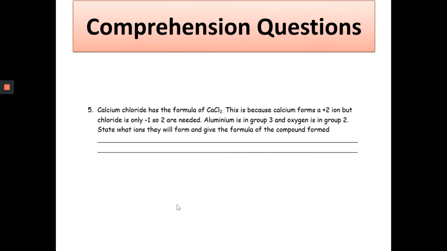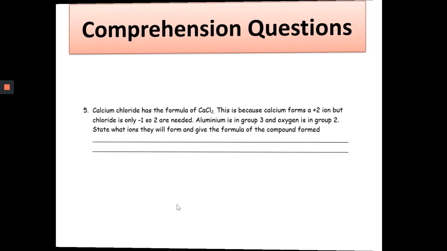Okay, the last question then for today. Calcium chloride has a formula of CaCl2. This is because calcium forms a +2 ion, but chloride is only -1, so therefore 2 are needed. Aluminium is in group 3 and oxygen is in group 2. State what ions they will form and give the formula of the compound formed.